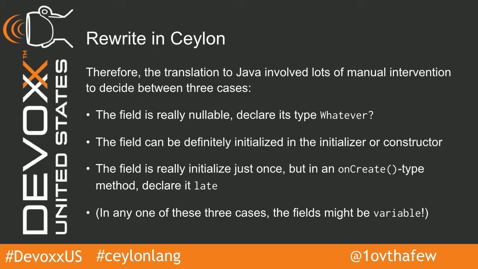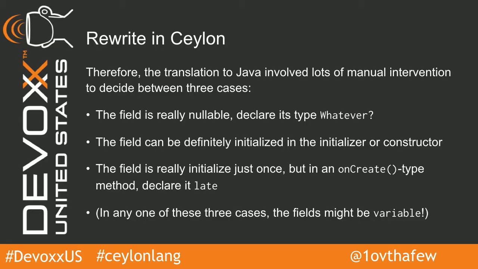If the field can be definitely initialized in the initializer or constructor of the class, then I'm okay. If the field really is initialized just once, but in an onCreate type method, so late, then what I'm doing is using the late annotation. And note that in any one of these cases, the field might be variable, in which case I need to annotate the variable.